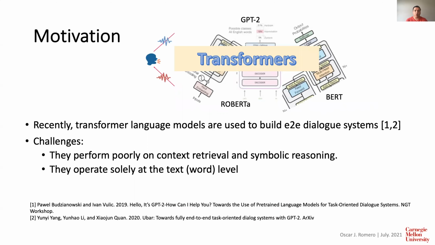Recently, Transformer Language Models have been applied to build end-to-end task-oriented dialogue systems. However, there are still some challenges that need to be addressed. For instance, usually these kinds of approaches perform poorly on context retrieval and symbolic reasoning. Also, they operate only at the text level.